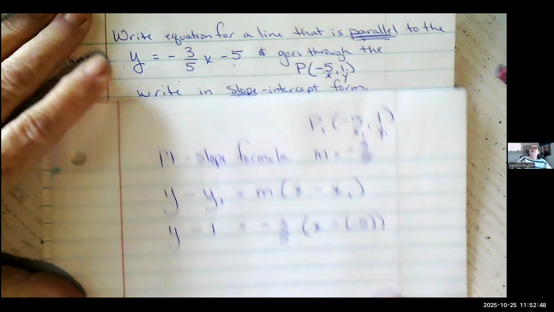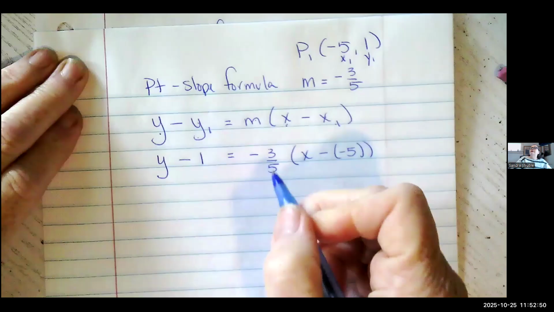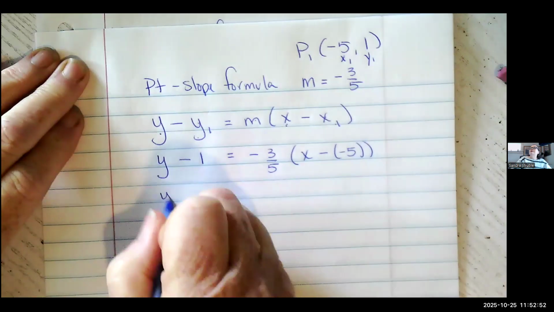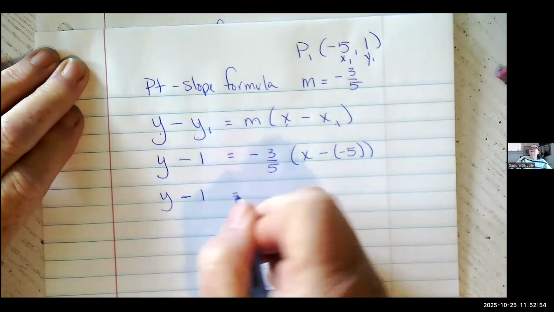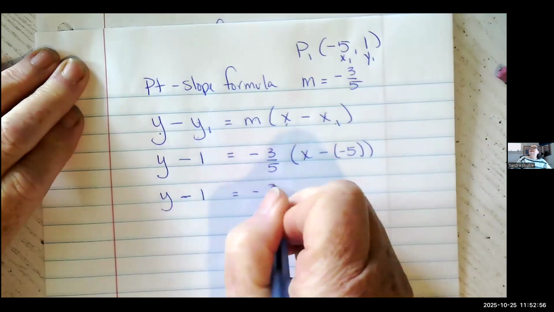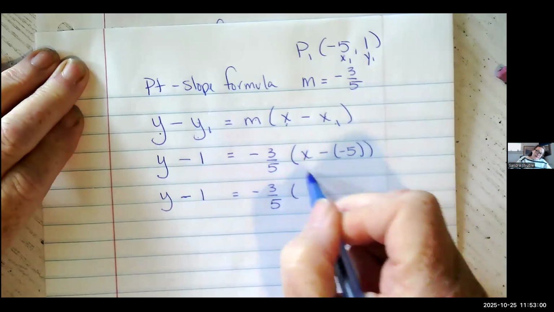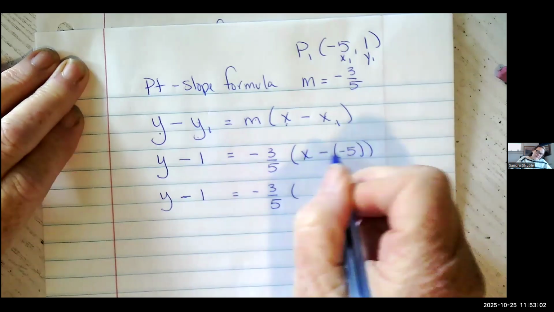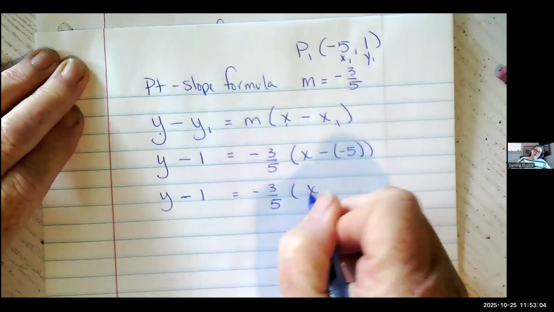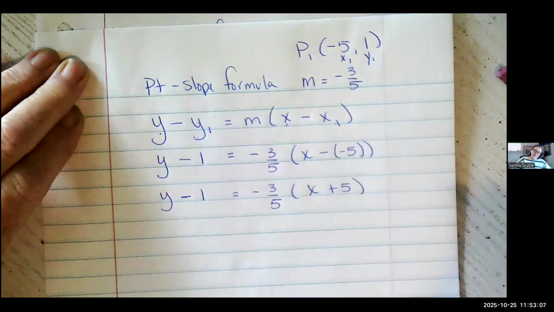I'm going to bring down the y minus 1. I'm not doing anything on the left. There's nothing that can be combined or anything. I'm going to bring down the negative 3/5. There's nothing I can do with that yet until I simplify my parentheses. X minus negative 5 is x plus 5. Okay. Now I can distribute.